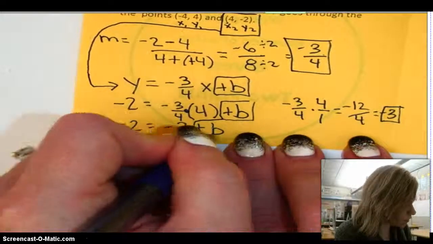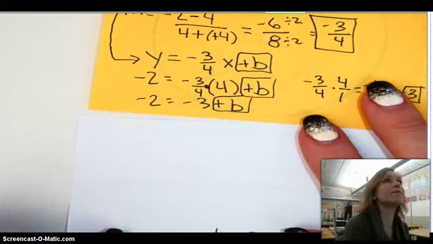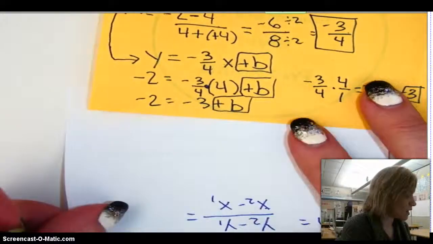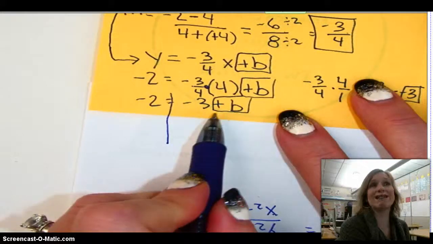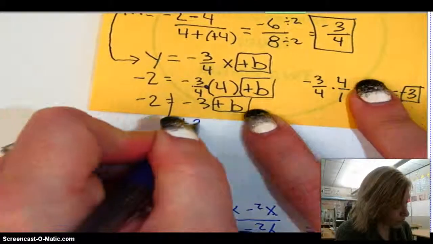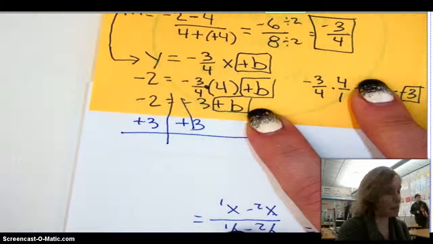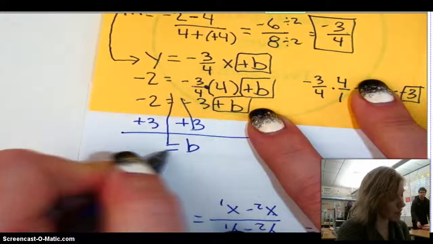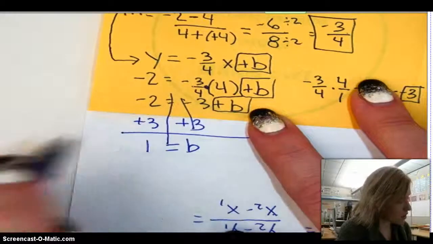I'm running out of a little bit of space, so I'm just going to carry it down so we can continue. So now all I want to do is get b by itself. The last step is that I have a -3 over here, so how do I get rid of a -3? I add 3. And whatever I do to one side, I do to the other. These 3's will cancel out and leave me with b, which is what we're trying to do. And -2 plus 3 is 1. So our b is 1.